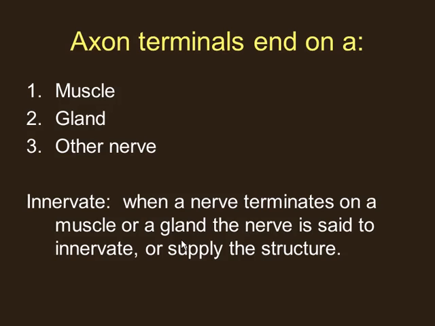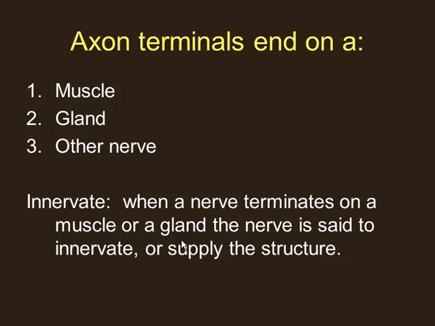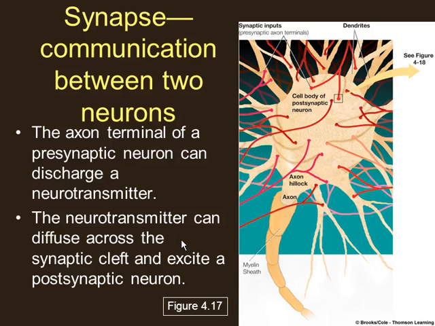Your brain is like the most complex mind map ever made. When it connects to something, we call it innervating. So when I say that a certain neuron innervates a muscle, that means that it's going to the muscle.